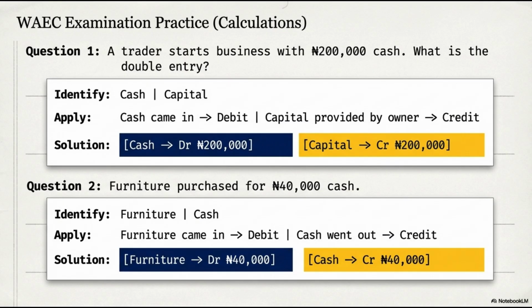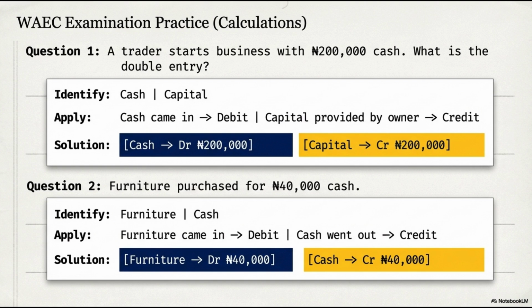WAEC examination. Let's solve a WAEC style question together. Question 1. A trader starts business with 200,000 naira cash. What is the double entry? Step 1. Identify accounts: cash, capital. Step 2. Apply rules. Cash came in, debit. Capital provided by owner, credit. Final entry: Cash debit 200,000 naira. Capital credit 200,000 naira.